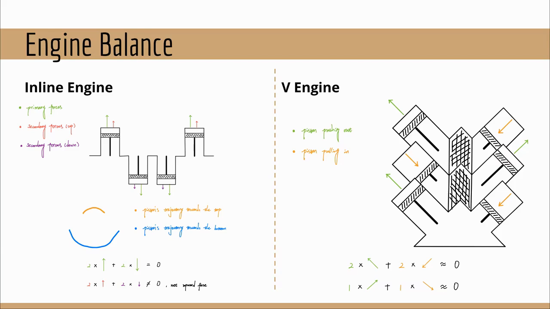Now let's talk about engine balance for inline engines. Let's take inline 4, for instance. As shown in the diagram, there's a primary force component where the pistons are going up and down, labeled in green arrow, and the secondary forces are pushing up, labeled in red arrow, or down, labeled in purple, depending on the motion of pistons.